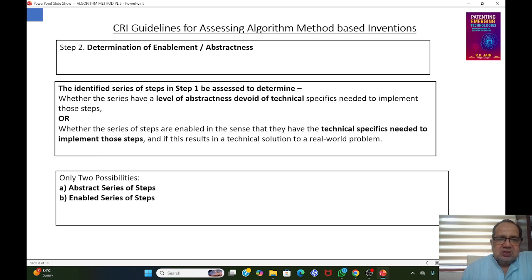Step 2 is termed the determination of enablement or abstractness. You need to assess the series of steps with reference to the core, whether they are just representing an element of abstractness or whether they can be technically enabled so as to provide a technical solution to a real world problem. In putting through this test, there are only two possibilities: the given statements represent an abstract series of steps, or they represent an enabled series of steps.